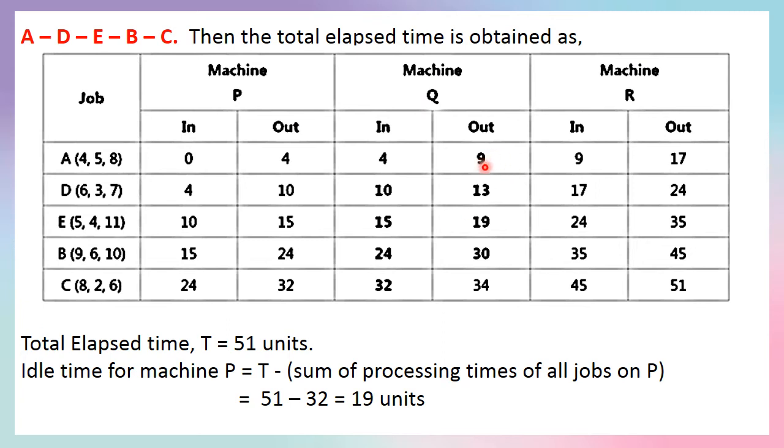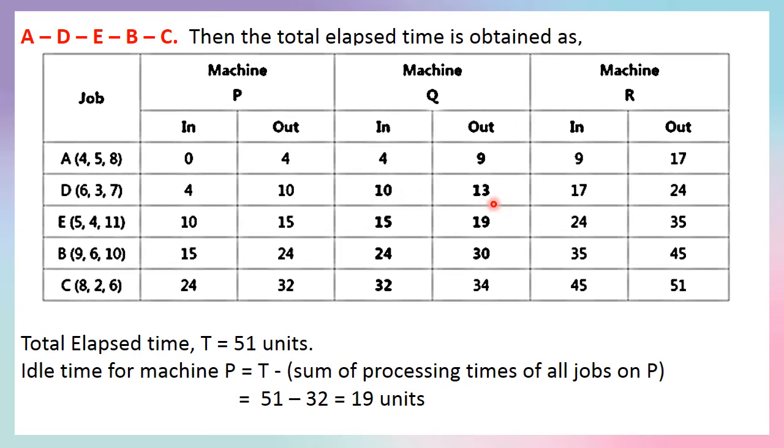Q has already finished in 9 units, but it cannot start the next job because job D is still under process on machine P in that 9 unit. It is not finished by machine P. So Q will get 1 unit time for rest. So 10, after 10 machine P will stop processing job D, then it is transferred to Q, and Q will start at 10 and 3 units are required for completing this job.